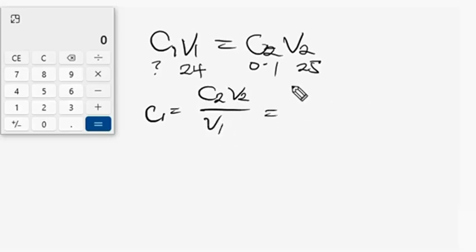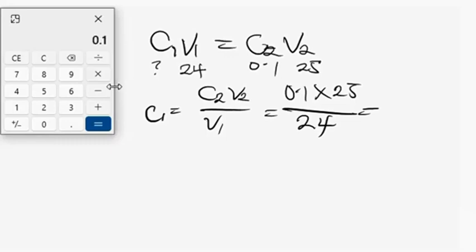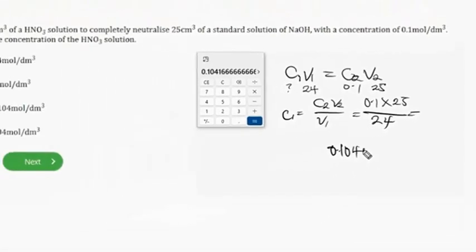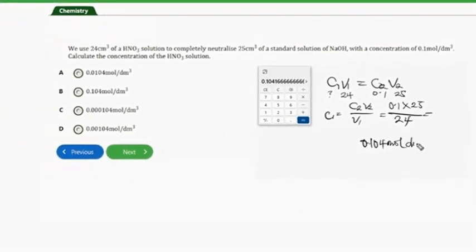So here we simply have 0.1 times 25 over 24. So this will give us 0.1 times 25 is 2.5. Then when we divide this by 24, we'll have 0.104 moles per dm cube.